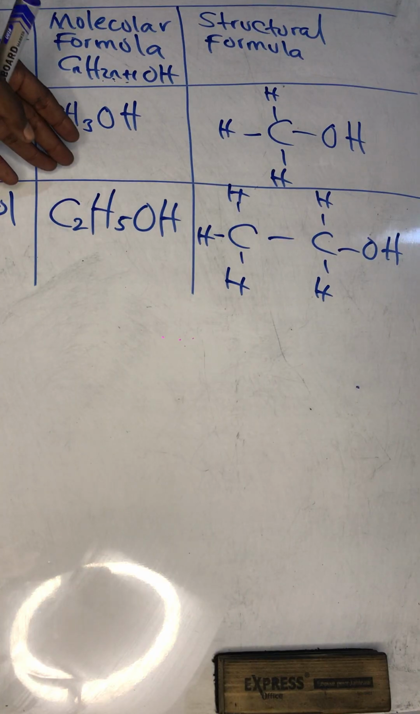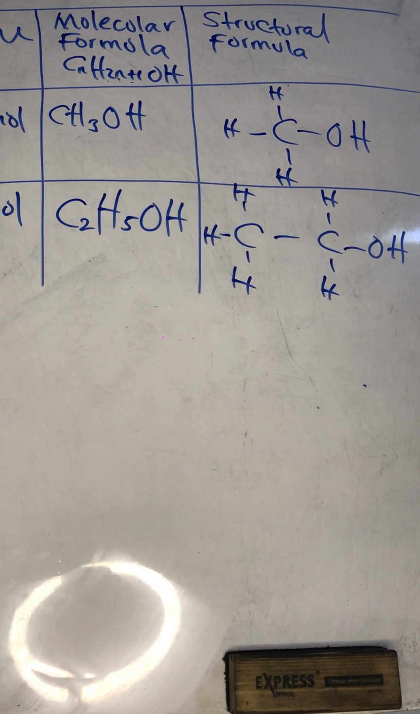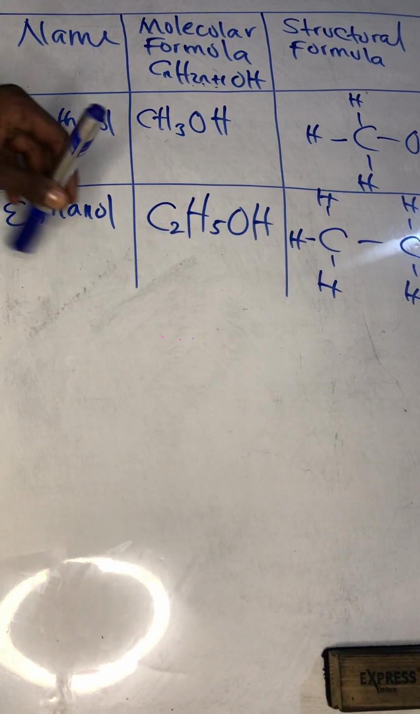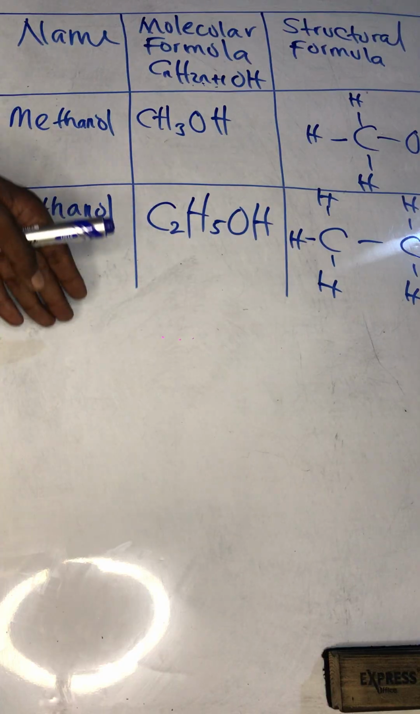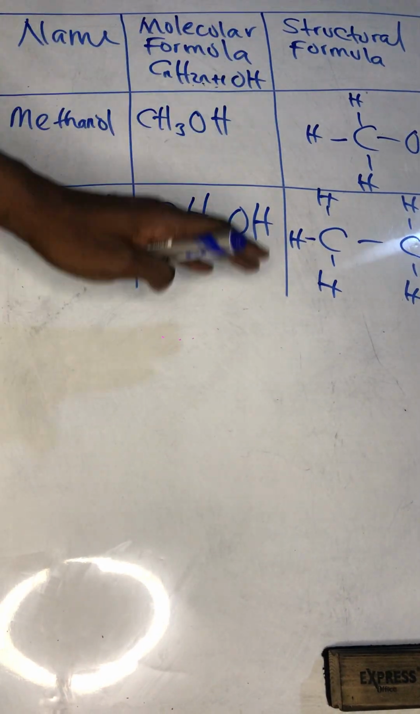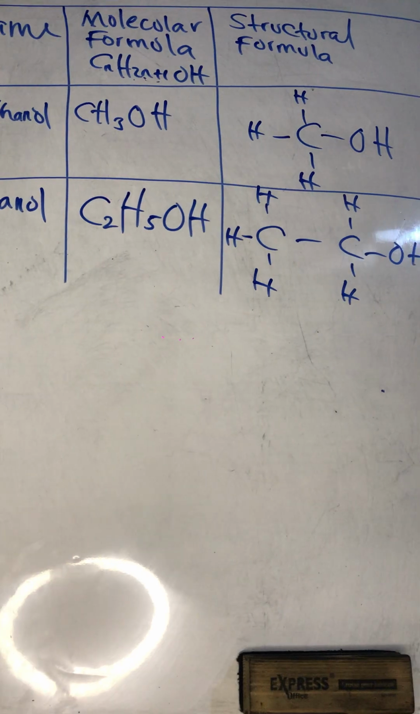For your exercise, I want you to complete this table. You go all the way up to the 7th member. You give me the name, molecular formula, and structural formula, until you reach the 7th member. Okay? So we'll continue tomorrow.